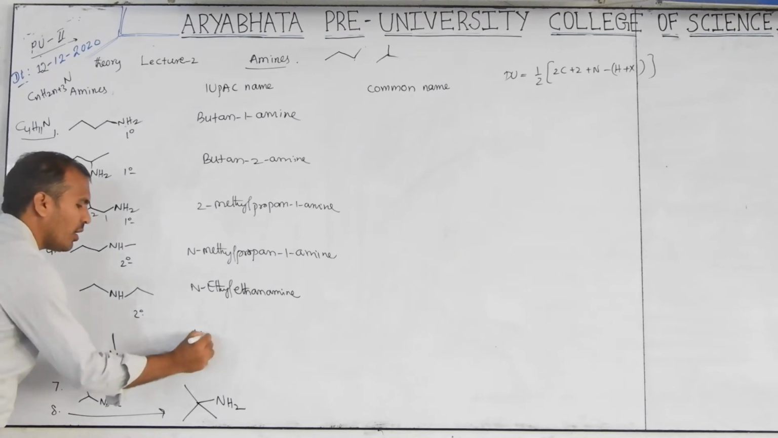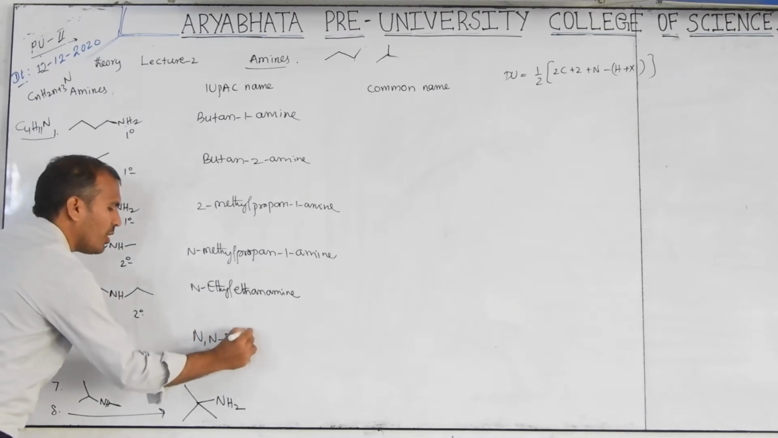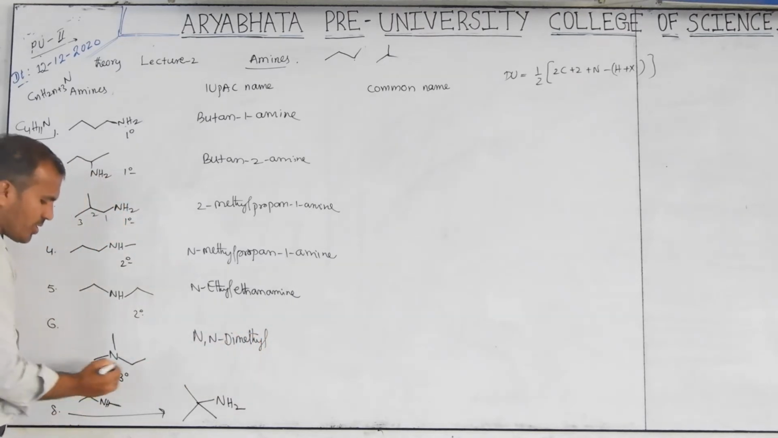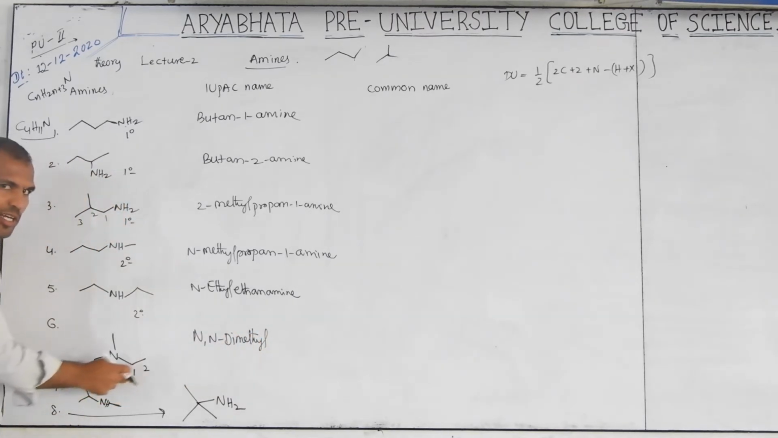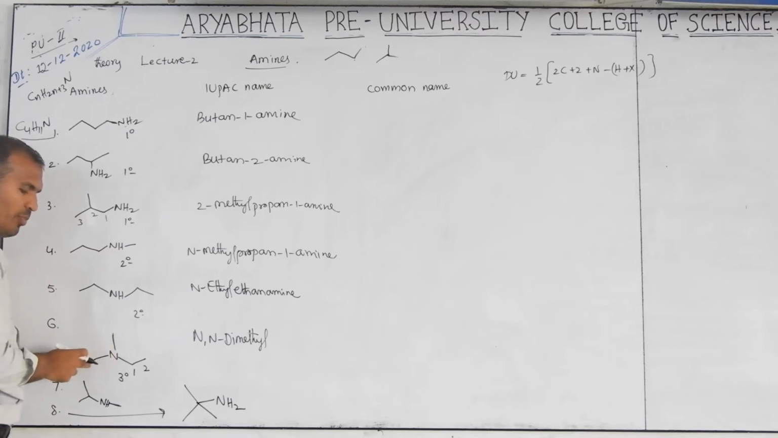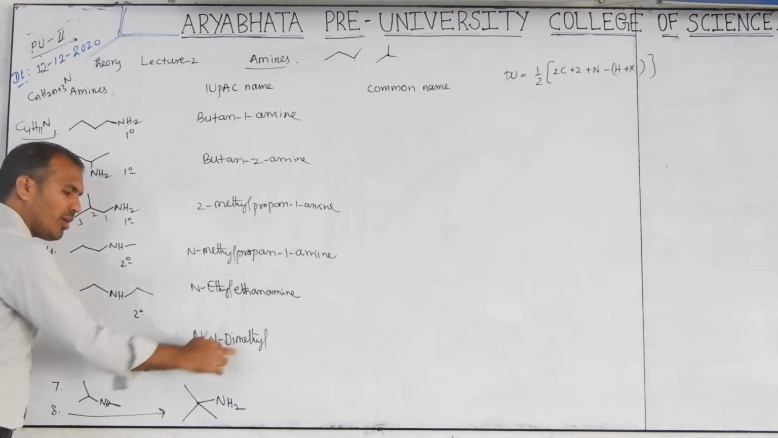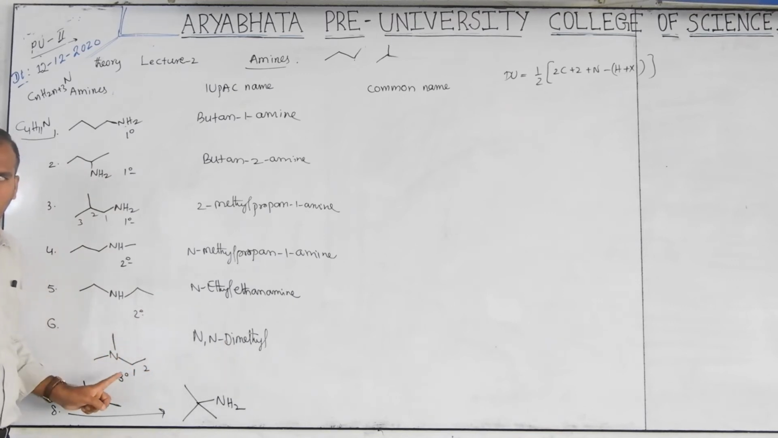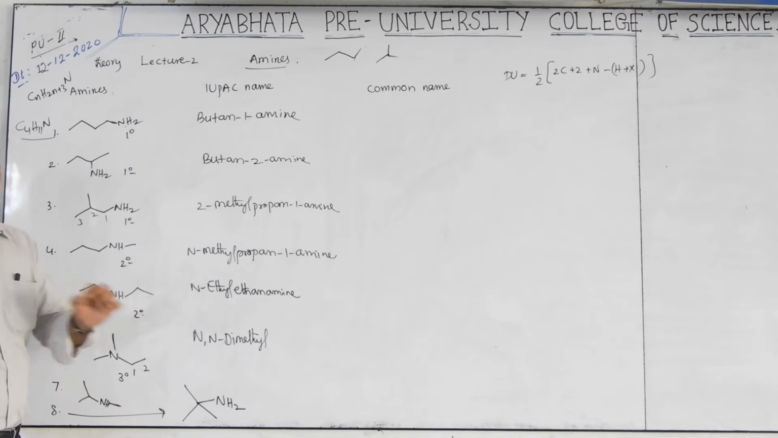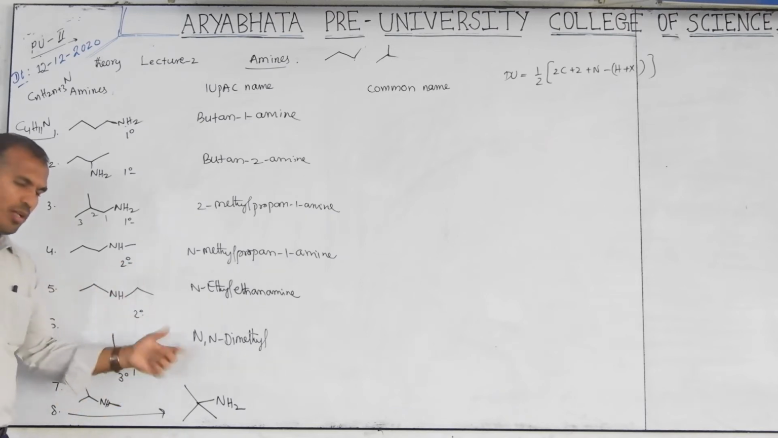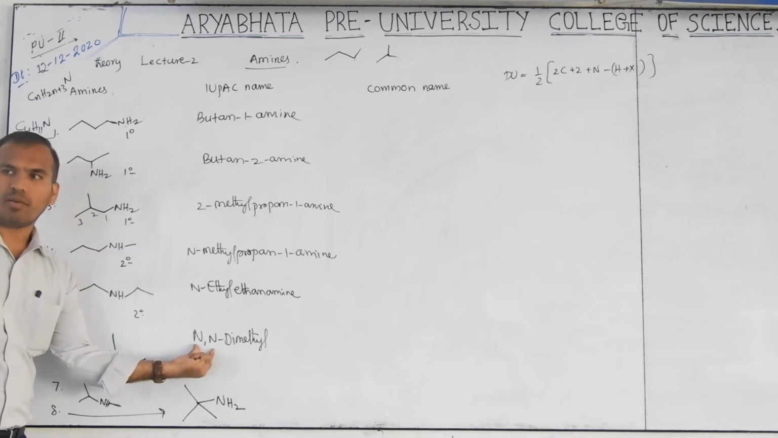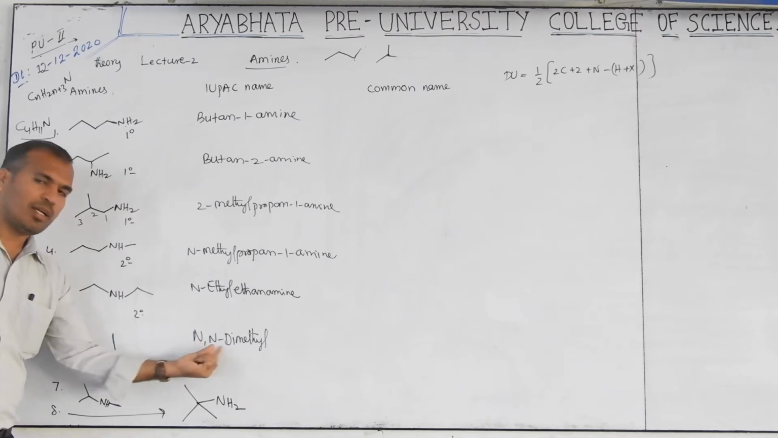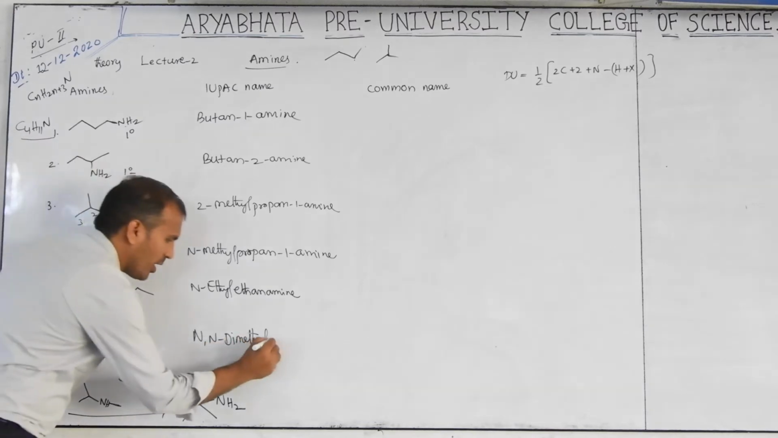Then N,N-dimethyl. On nitrogen, this is the first, second carbon, the longest carbon chain. These are substituents on nitrogen. Therefore, on nitrogen, methyl is there. On nitrogen, methyl is there. How many? 2 times. Therefore, N,N-dimethyl. If a number is there, what do we write? 1,1-dimethyl. Here the number is not given. We give numbers to which one? Only carbon, not to heteroatom. Therefore, N,N-dimethylethanamine.